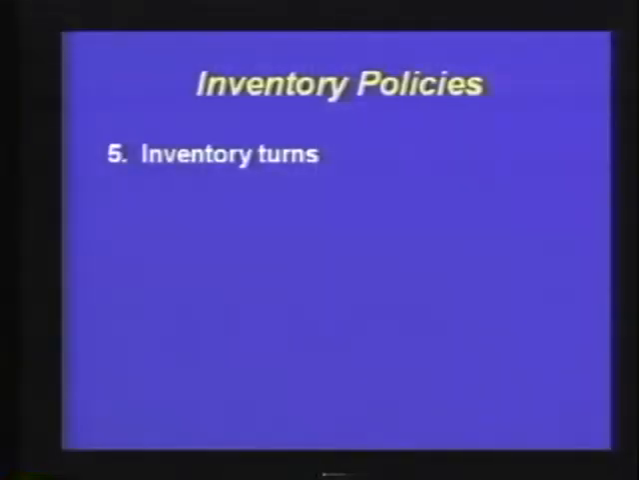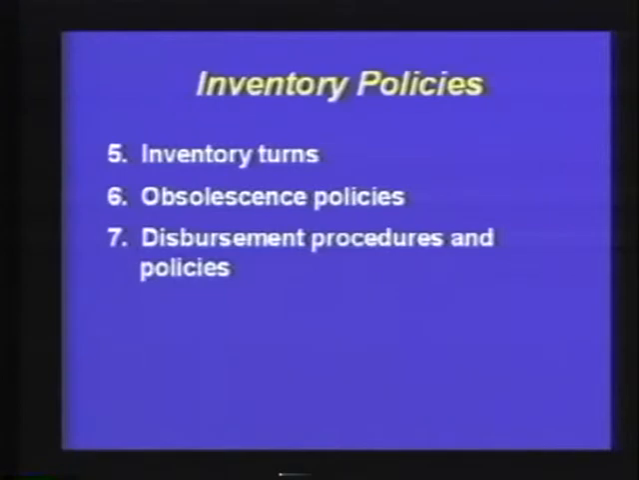Item 5 is the analysis of inventory turnover. And here we could have turnover by total on hand. We could have turnover by family. We could have turnover analysis by inventory class code, or we can have turnover analysis by individual part number. We're going to show you how to do all of those turnover analyses. Item number 6 is obsolescence policy, and in section number 3 we discussed not only the policy but also the procedures. Item 7 is the disbursement procedures and policies, and they are very easy to define.